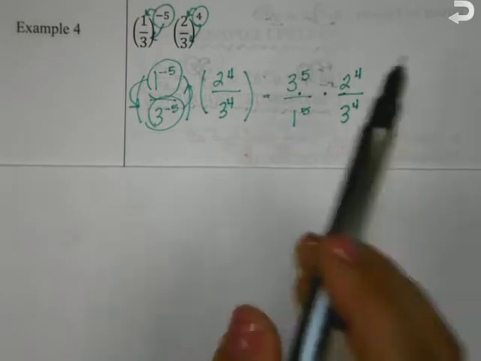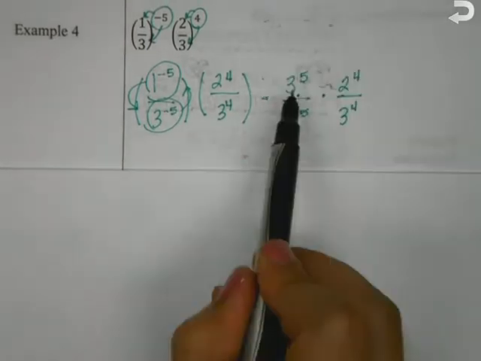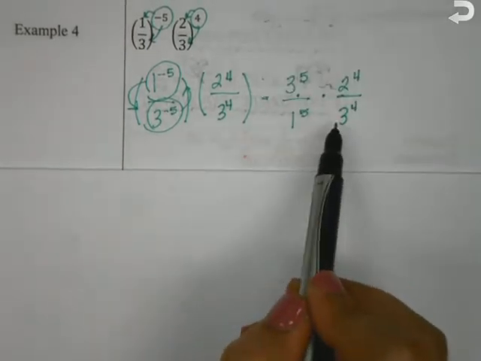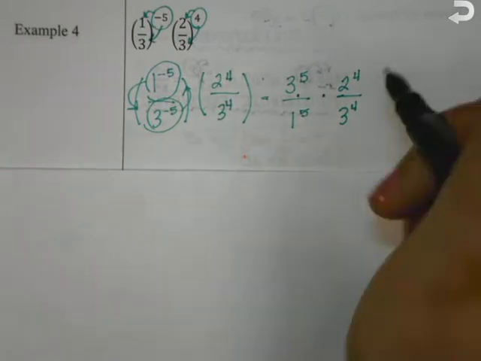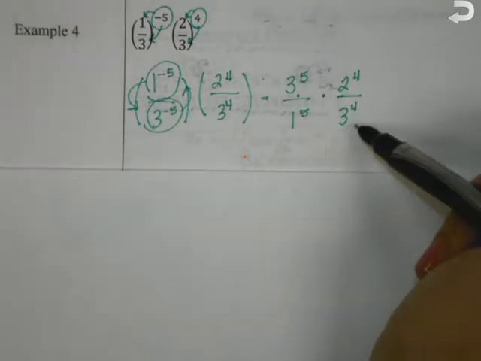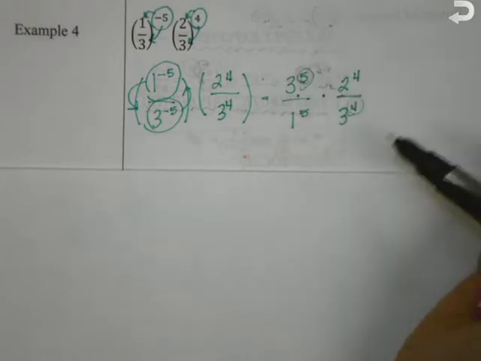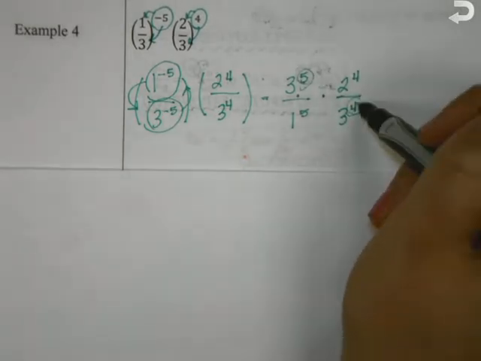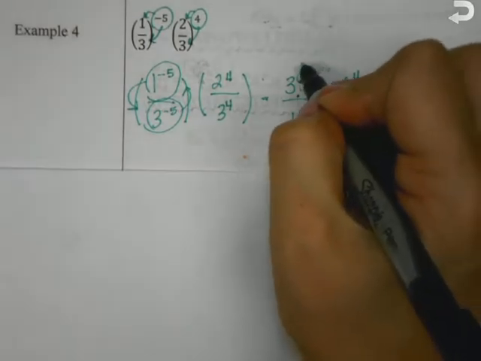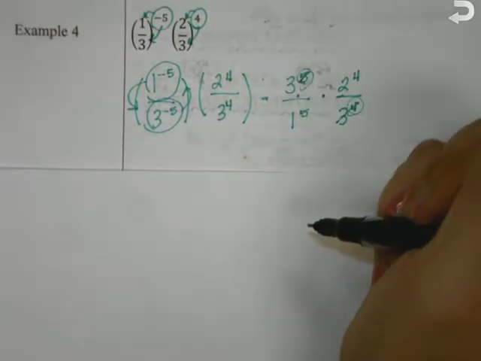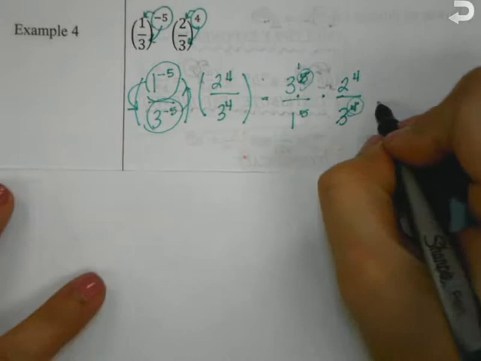So what do I do with the exponents there? Subtract. Where's my answer going to end up, on top or on bottom? Which one's bigger, 5 or 4? 5. So my answer is going to end up on top. All those 3's are going to go away, and what's left on top? 5 minus 4 gives me 1. So this is 3 times 2 to the 4th over 1 to the 5th.